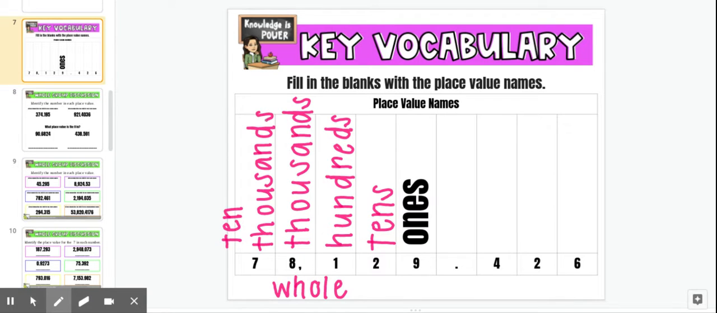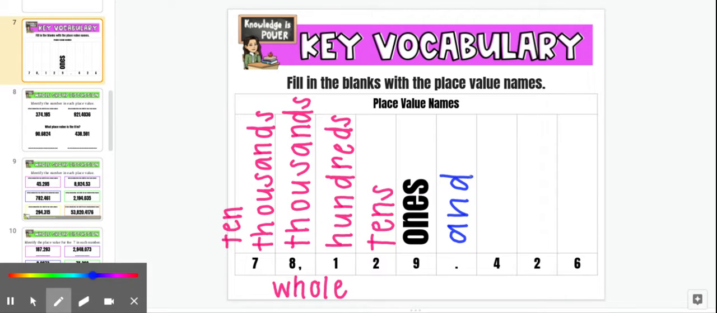And then we go to millions, and then the pattern repeats: 10 millions, 100 millions. Then we go billions, and then the pattern goes again: 10 billions, 100 billions. Then trillions, and then 10 trillions, 100 trillions. I usually don't work with trillions, so sometimes it's hard for me to say the word. Then when we are talking about place value, this decimal, we say "and."